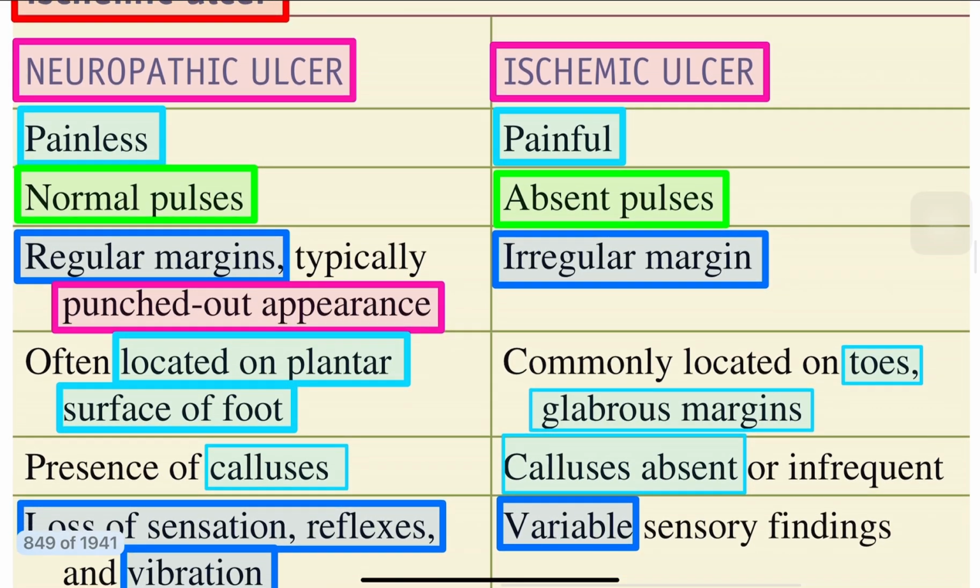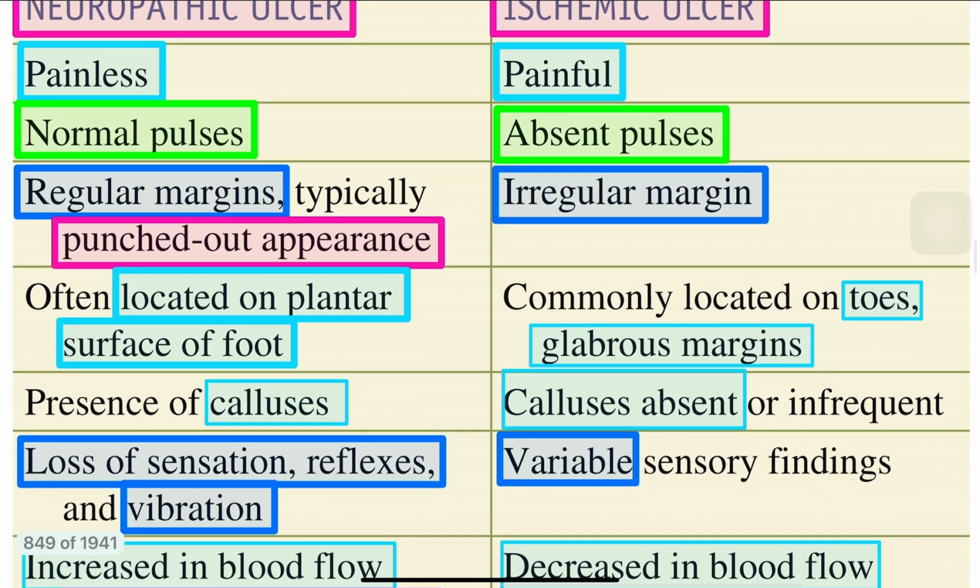Now comes the pulse. In ischemic, the blood vessel is not good, so there will be no pulse. But in neuropathic ulcer the blood vessels are there, so the pulse will be normal. Now come to the appearance.